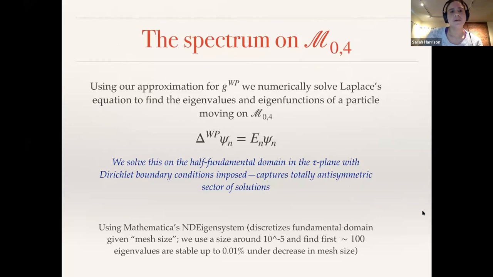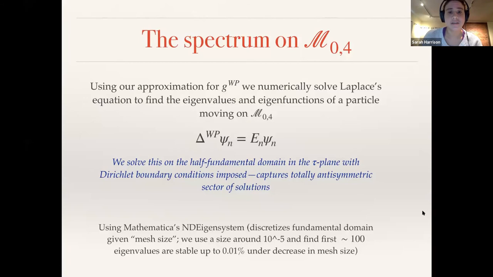Okay, so in this final part of the talk, I'd like to present some preliminary results we have for solving Laplace's equation using our expansion of the metric. So using our approximation in this epsilon and Q expansion, it's easy to write down Laplace's equation. And what I'm going to show you are results for the solution of this equation on the half fundamental domain, the shaded region that I presented earlier in the tau plane, where we're going to impose Dirichlet boundary conditions on the boundary of this region. And this will capture the totally anti-symmetric sector of solutions to this equation.